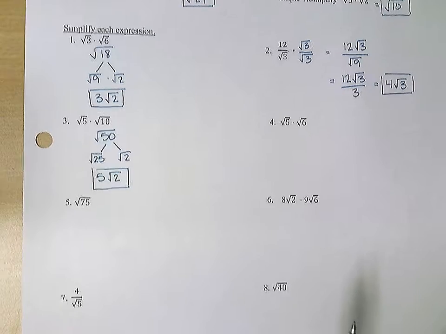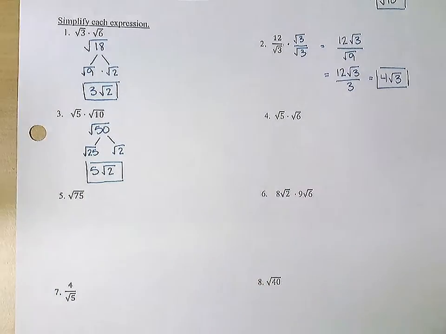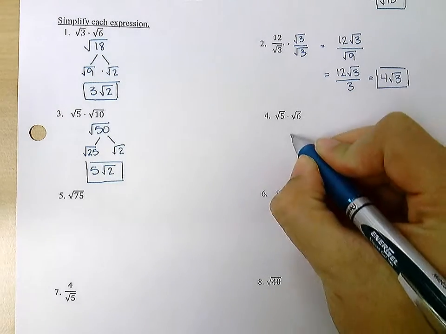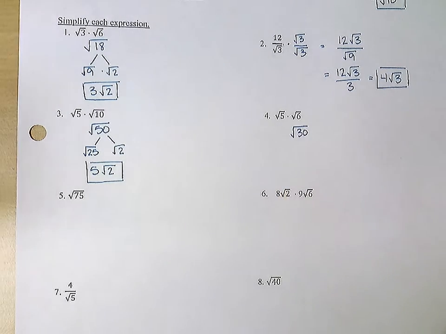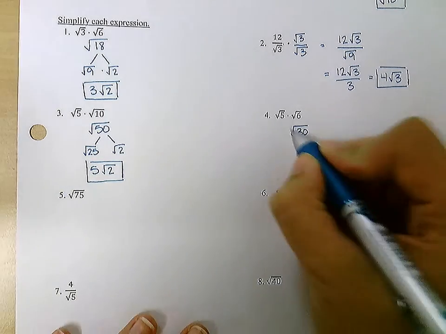Looking at number 4 then. This is just what we did in 1 and 3 here. I can multiply these two together. I end up with the square root of 30. Does that simplify further? No. I could multiply 2 and 15. Neither are perfect squares. I could multiply 3 and 10. Those aren't perfect squares. I could multiply 5 and 6. Those aren't perfect squares. So this one does not need simplifying.